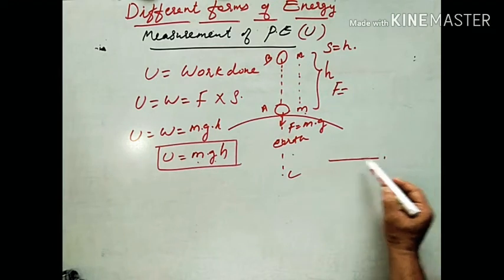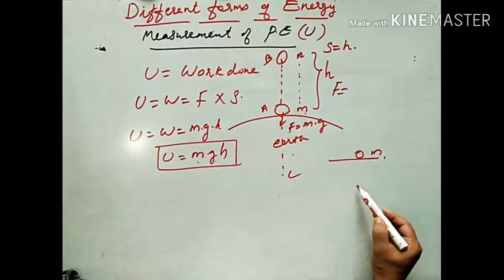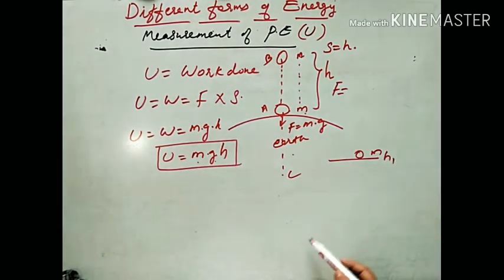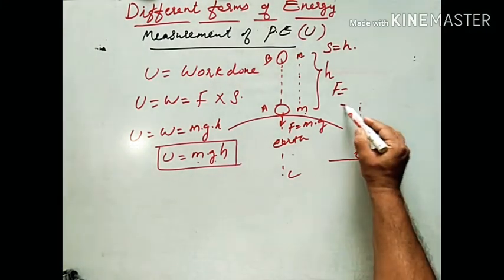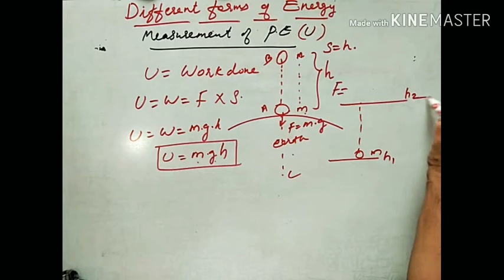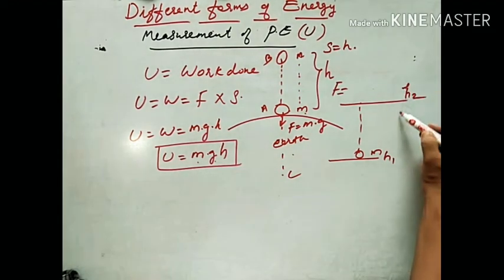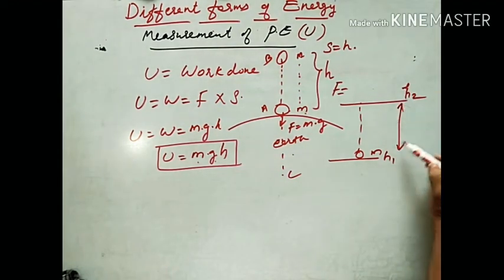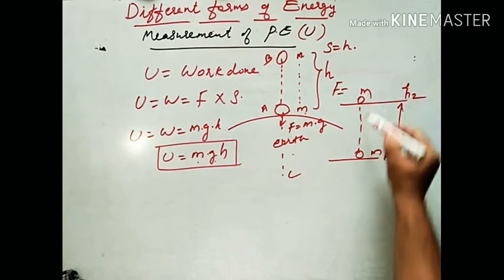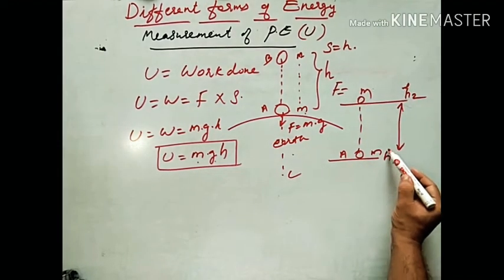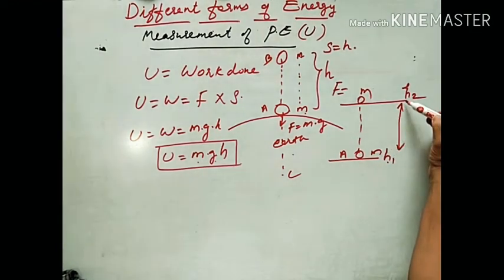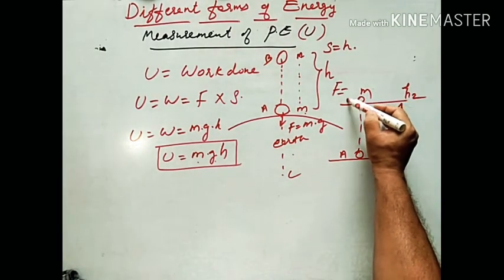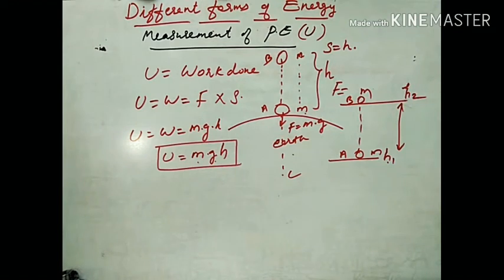Suppose we have a body of mass m. I have a body of mass m here at a height h1, and it is being lifted through a height h2. Can you see? It is lifted to a height h2. The body is initially at a height h1. Now it is vertically lifted through a height h2. Now the body is at B.